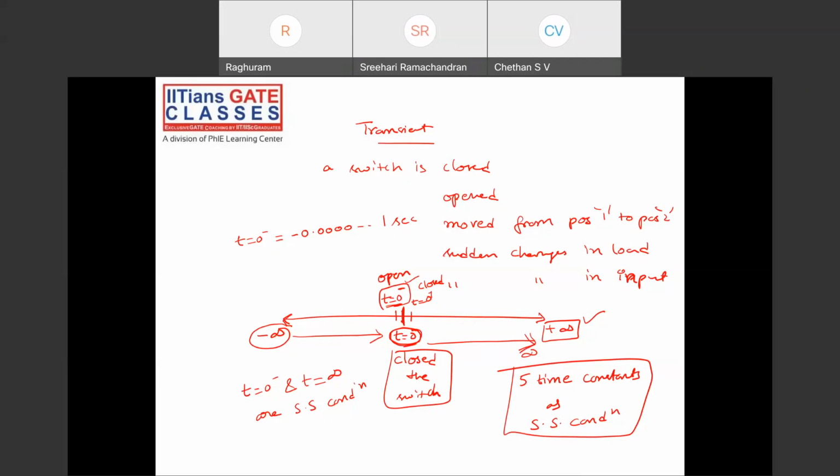This is about the timeline. You have to understand what the steady states are: t equal to 0 minus as well as t equal to plus infinity. Just after the switching action takes place, t equal to 0 plus is a transient condition. Okay.